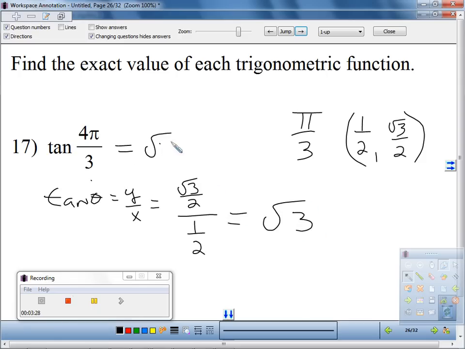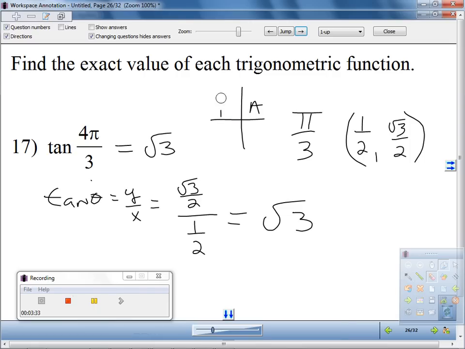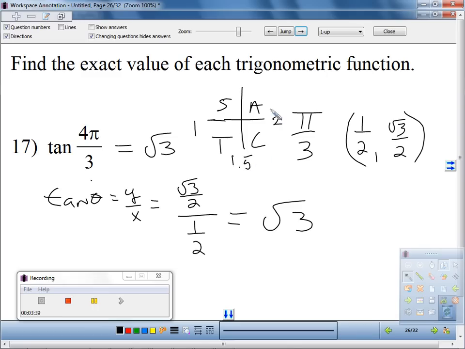Now the question is positive or negative. All students take calculus. I know 1 to 1.5 falls there, 2 and 0.5. If I take 4 and divide it by 3, I get 1.33. Well, 1.33 is going to fall in this quadrant. Tangent's positive in this quadrant, so we're good there. Tangent and cotangent. So if we ask for cotangent, it would be positive as well.